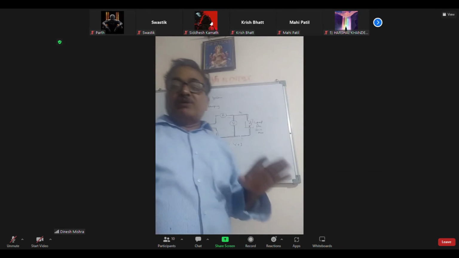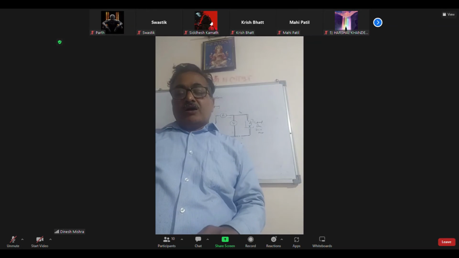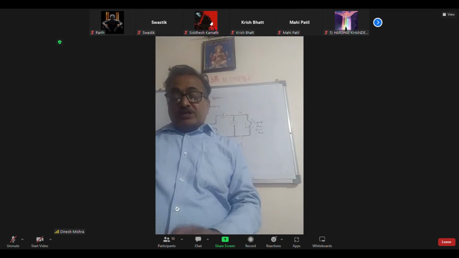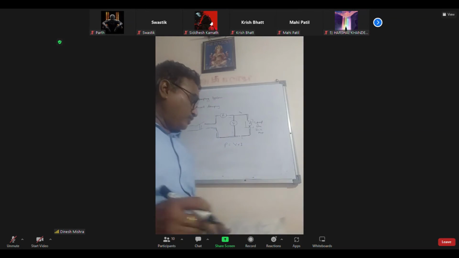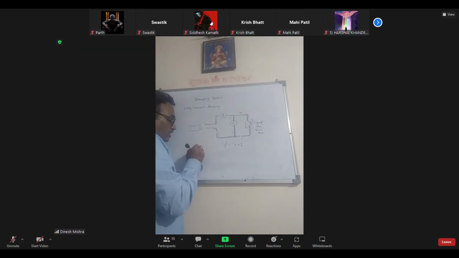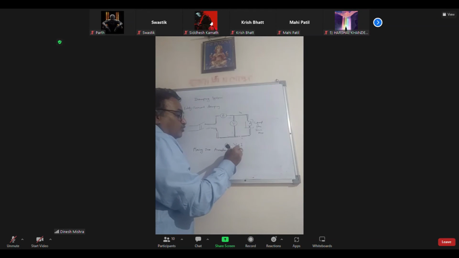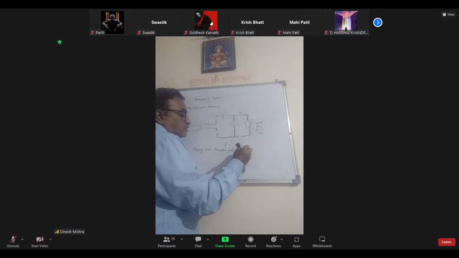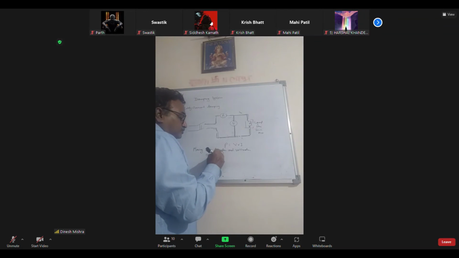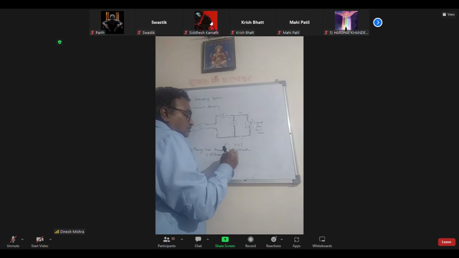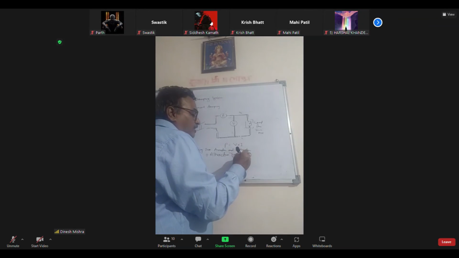So for that, there are ammeters and voltmeters. There are two types of ammeter and voltmeter: moving iron and permanent magnet moving coil. In moving iron instruments, there are two types of moving iron ammeter and voltmeter: attraction type moving iron instrument, and second is the repulsion type. What is the attraction type? Attraction type moving iron.